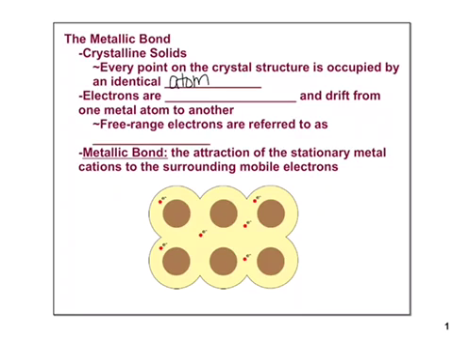And the valence electrons are mobile, meaning they can move. And they do move. They drift from one metal atom to another, kind of like they're free-range electrons. And they're also referred to as delocalized because they no longer have a specific location.